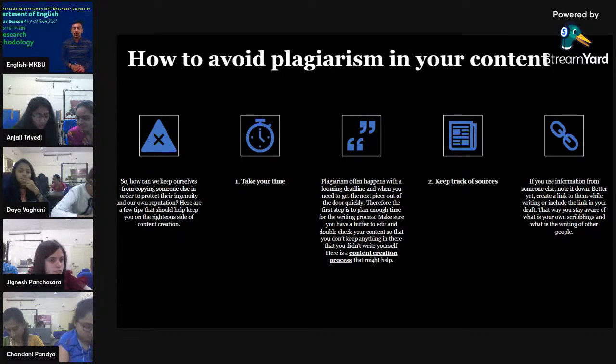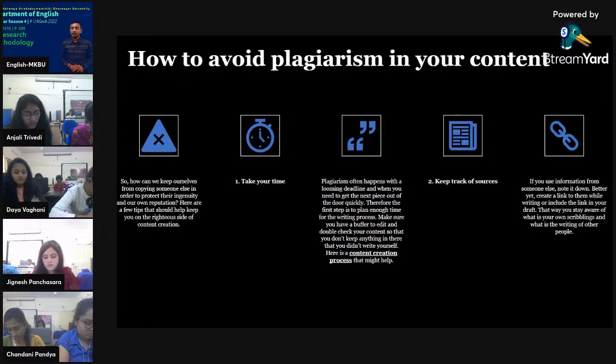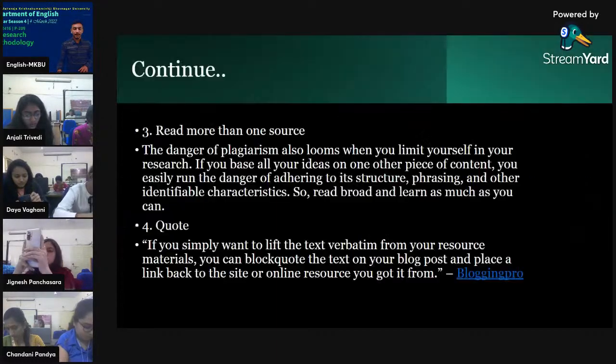Here is a content creation process that might help. And keep track of sources. If you use information from someone else, note it down. Better yet, create a link to them while writing, including the link in your draft. That way, you stay aware of what is your own writing and what is the writing of other people.